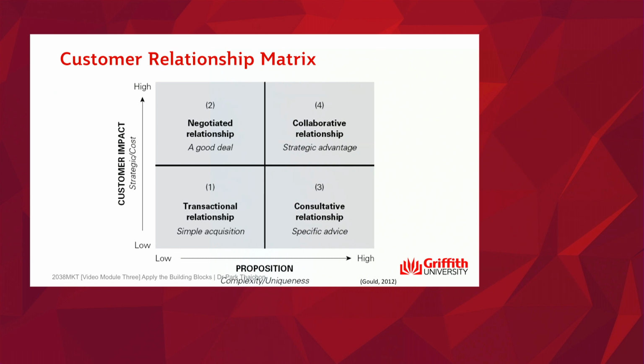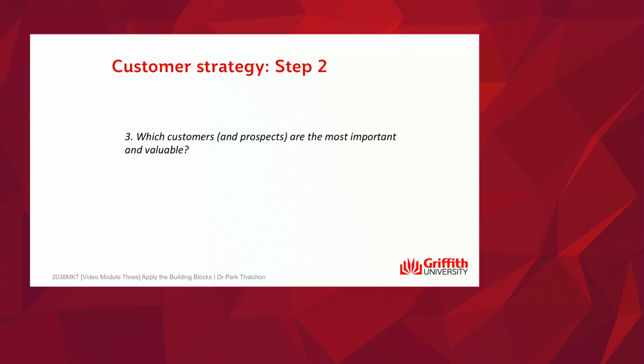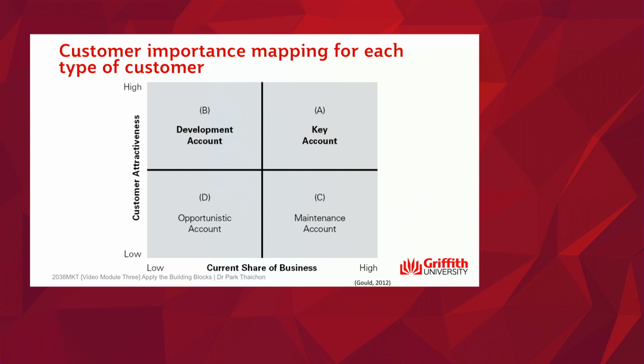Yeah. So this is the overall information of the customer relationship metric. Now, step 2, service provider, we need to ask the customer which customers are the most important ones. So we need to put into a diagram, we have 4 types of customer here, and we need to see what are the most important group of customers to us.